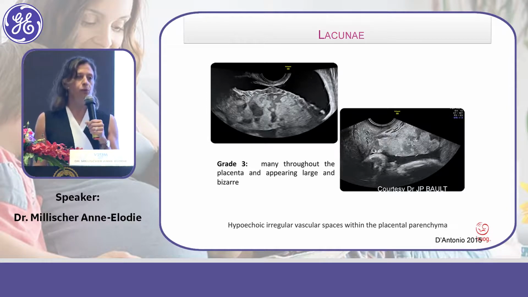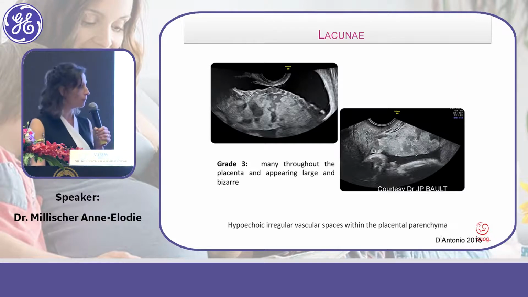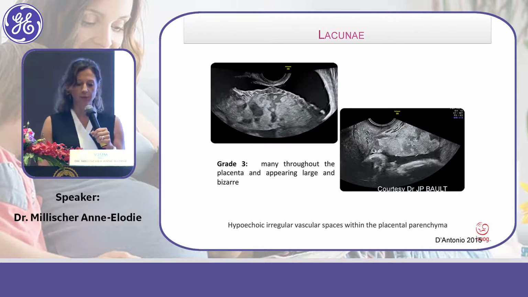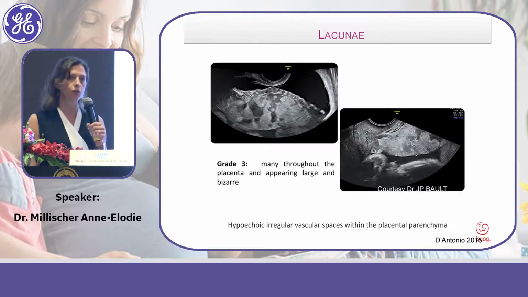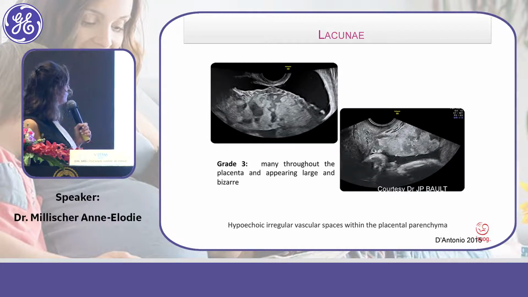The first important point, and it is take-home message, the first take-home message is to be able to recognize an abnormal lacunae like this. Cái đặc điểm đầu tiên mà các bạn nên take home message đó là cái lacunae, là cái xoang mạch máu ở trong nhau. It is a grade 3 lacunae, which is described as bizarre.